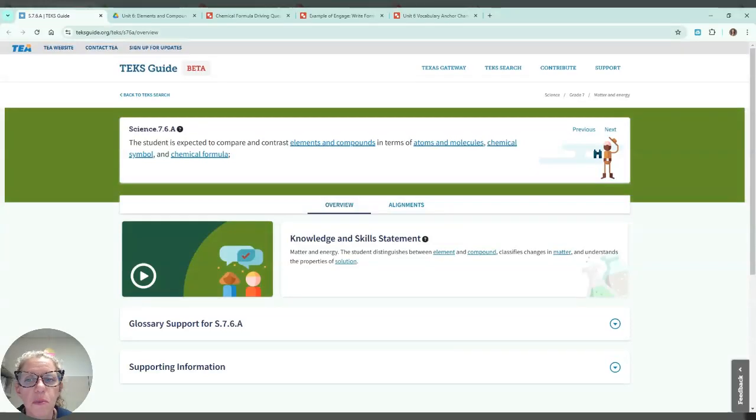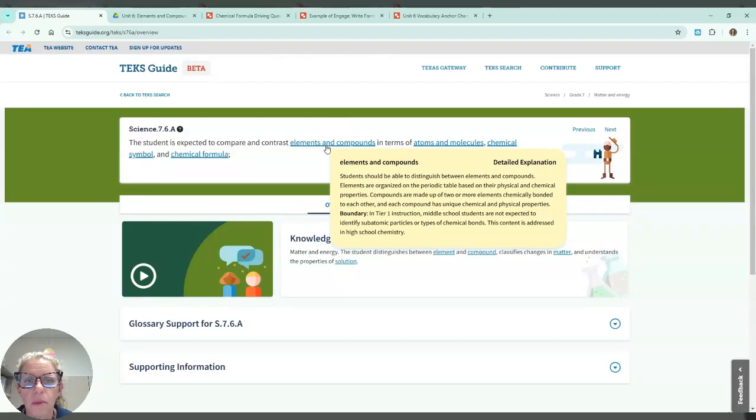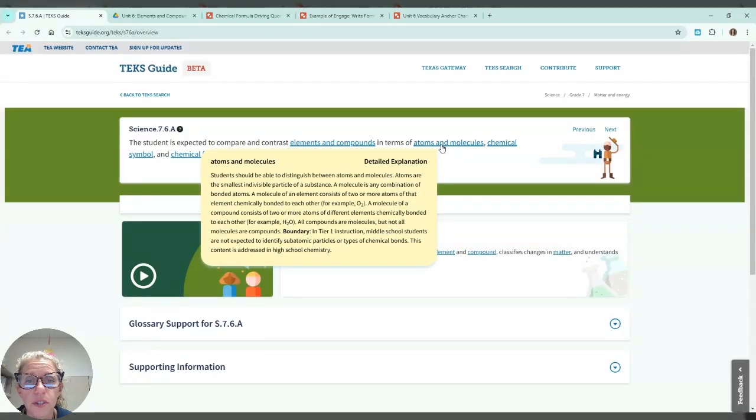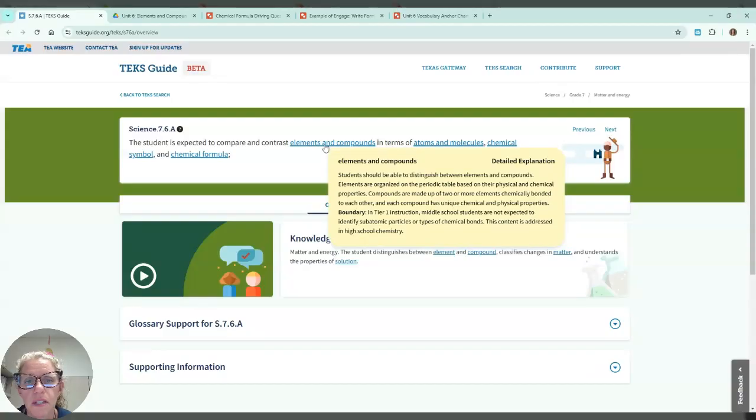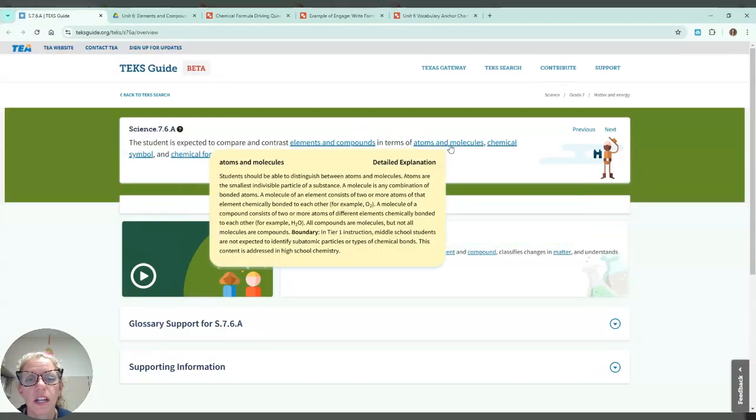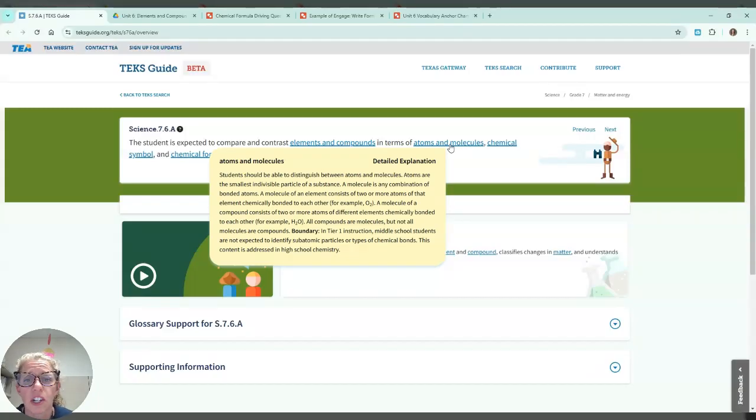Okay, on TEAC 7.6a, when we hit the rollovers on elements and compounds and atoms and molecules, it's wanting us to distinguish between those two. So, distinguish between elements and compounds and between atoms and molecules. For me, it's very easy to get the words molecules and compounds mixed up or use them interchangeably.